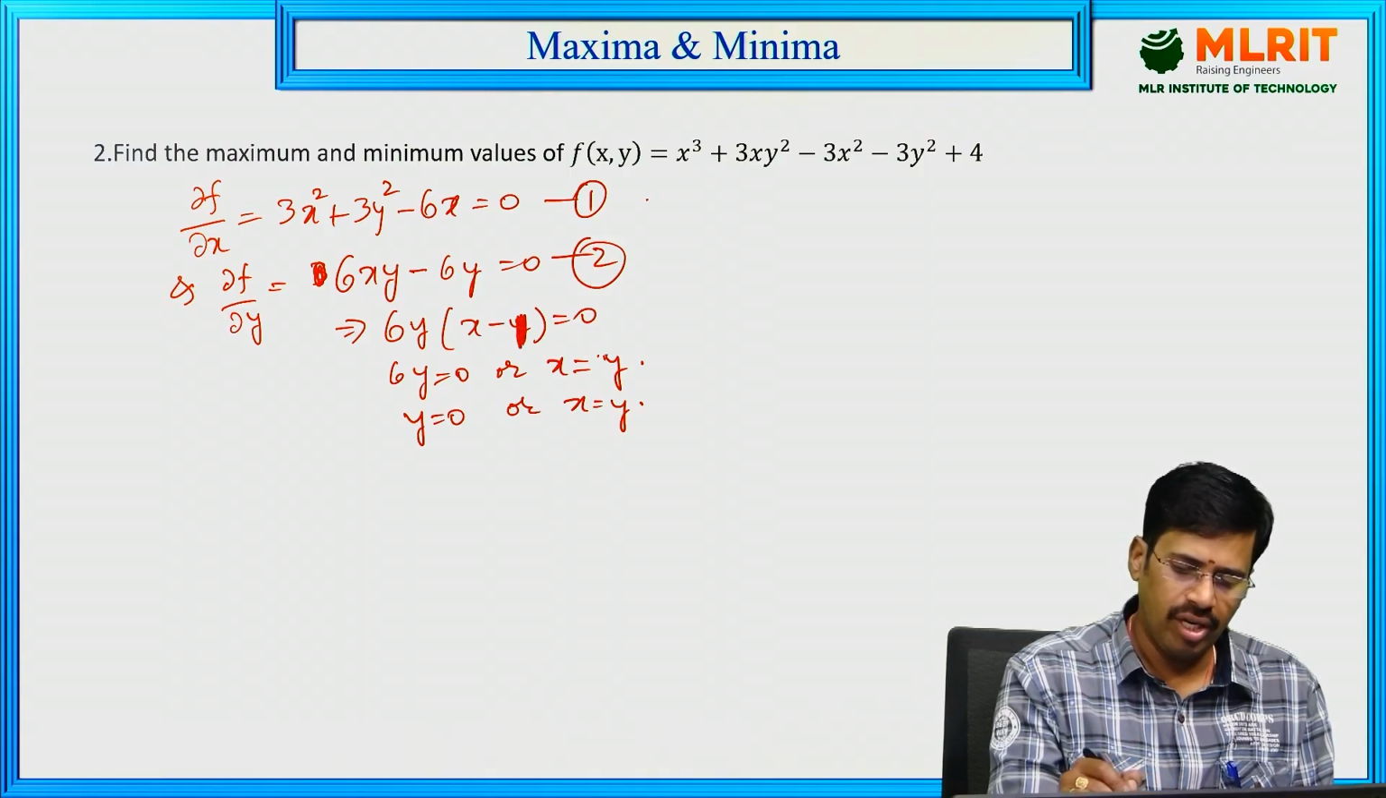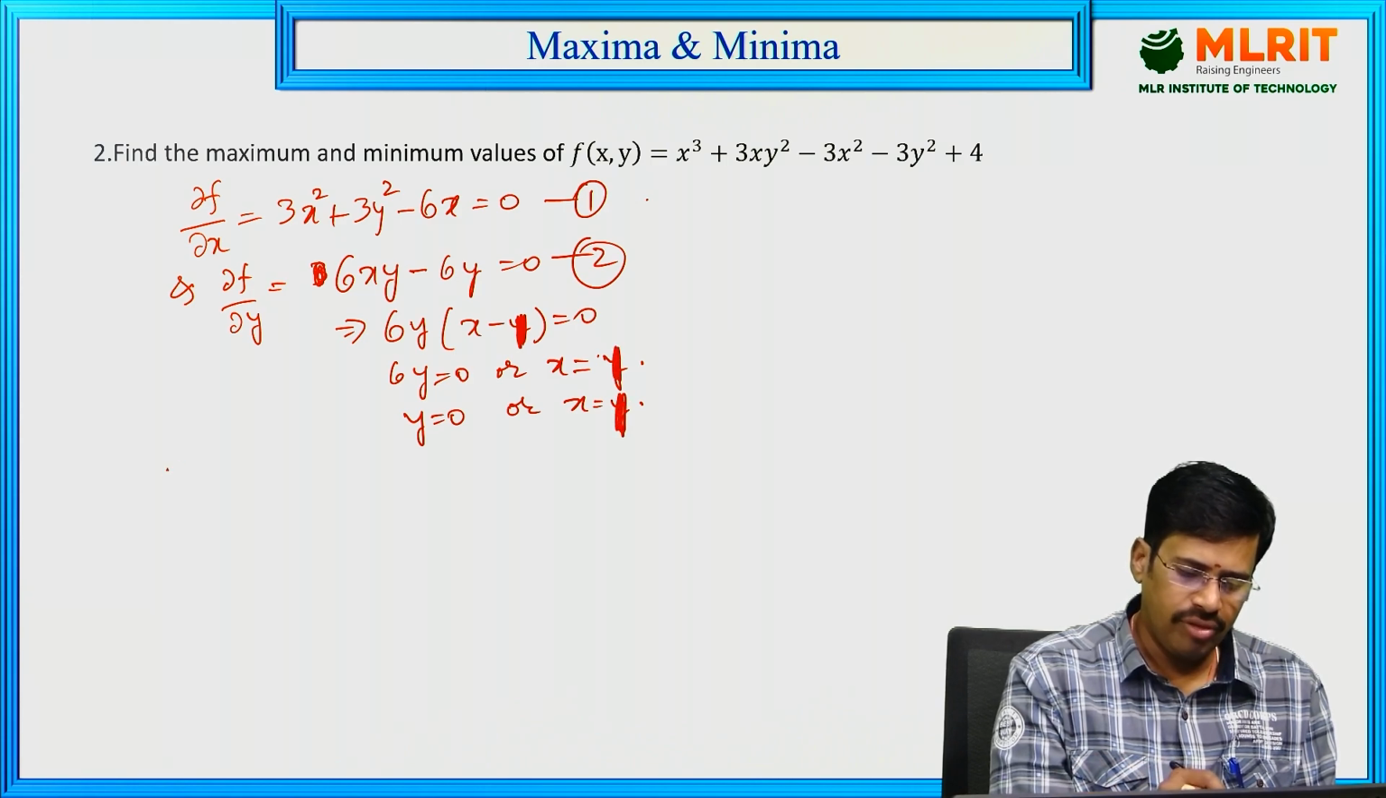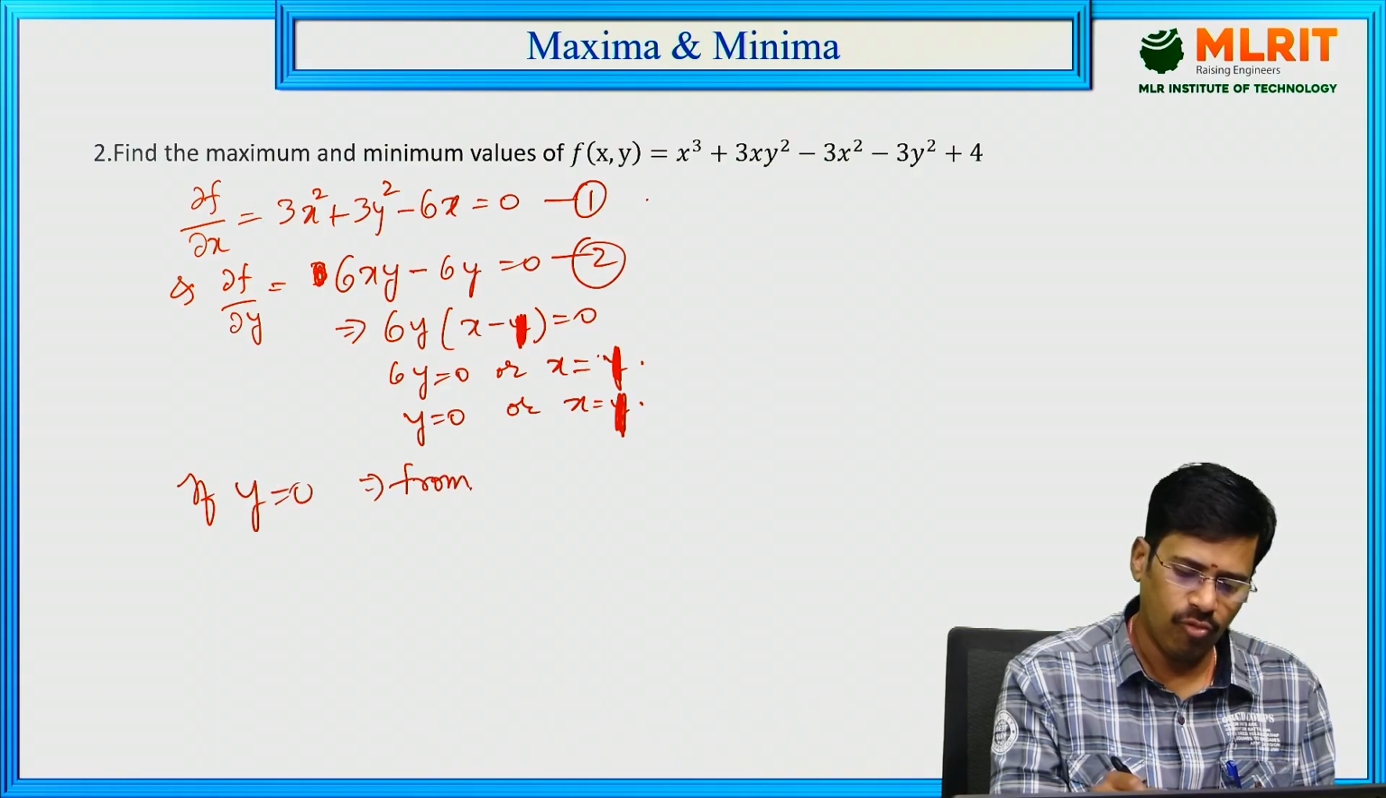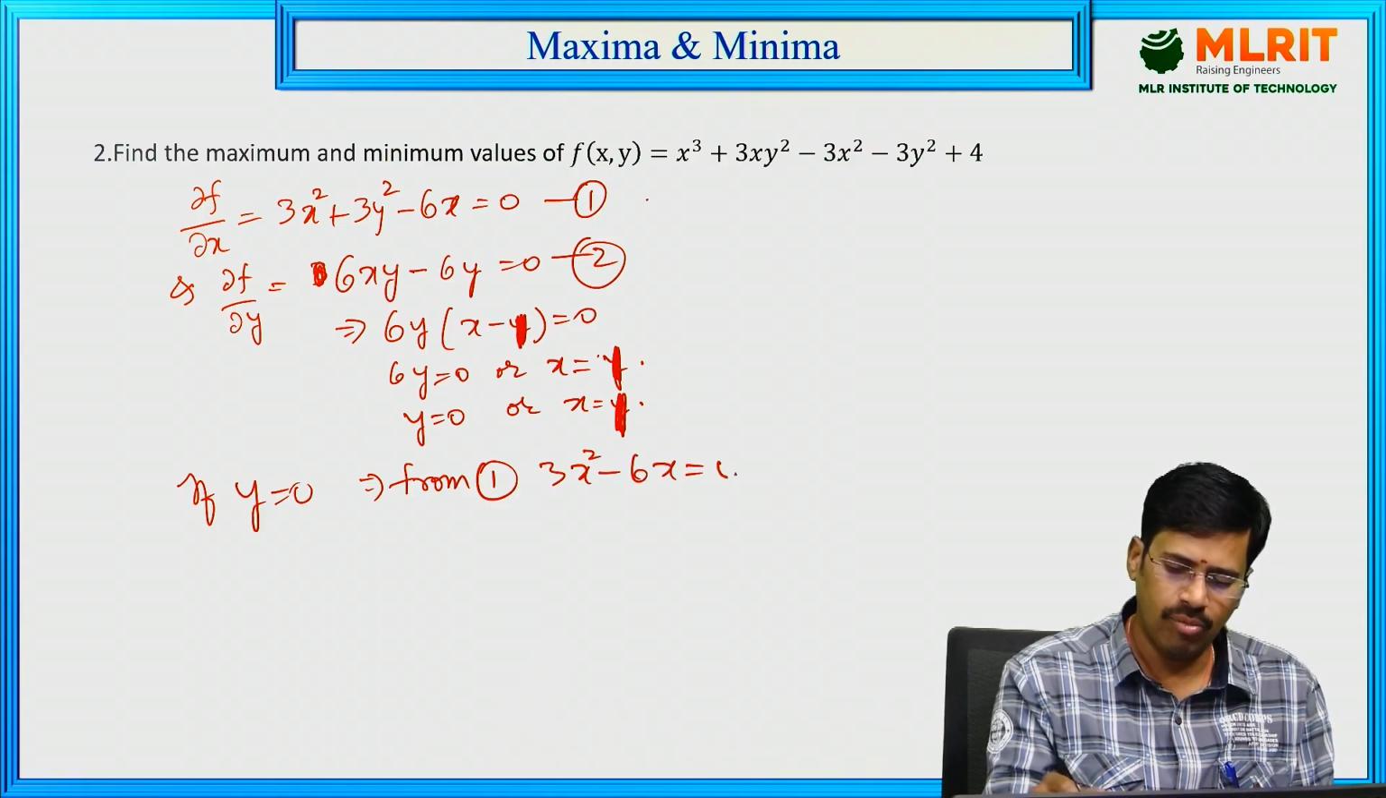x minus 1 equal to 0. So x equal to 1. Suppose if you write y is equal to 0 from equation 1, what can we write? Substitute y equal to 0. So we get 3x square minus 6x equal to 0.